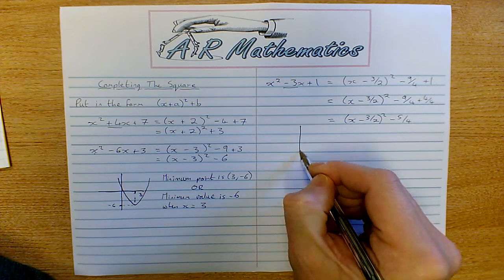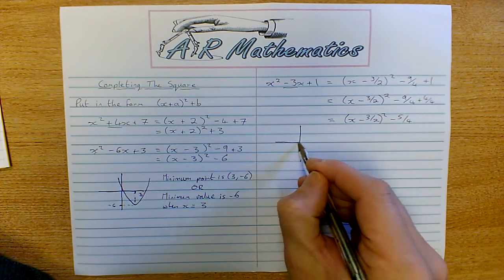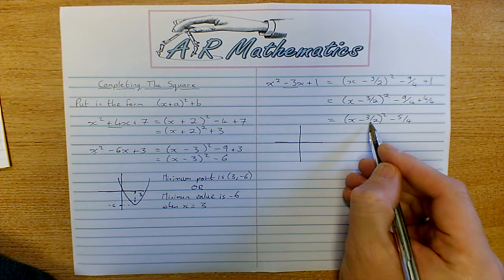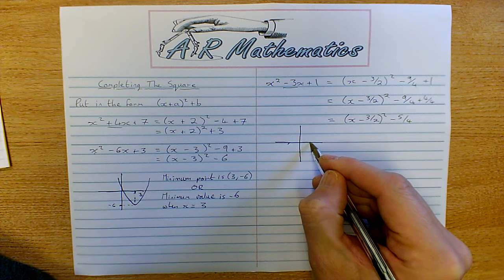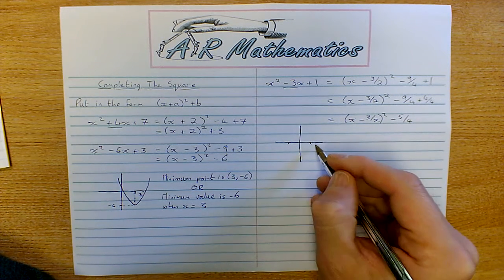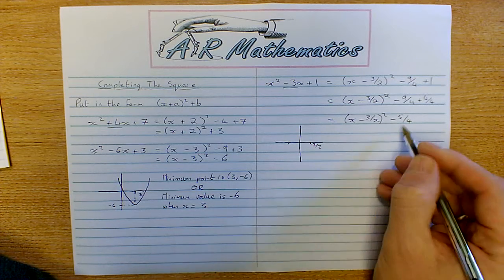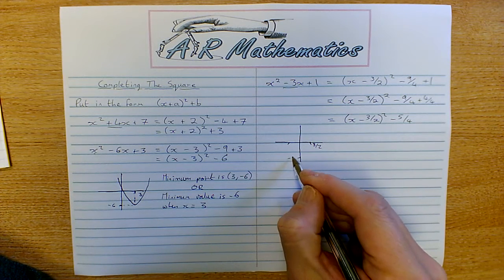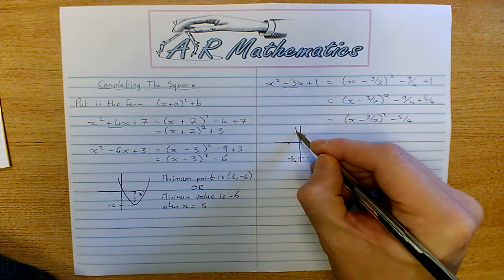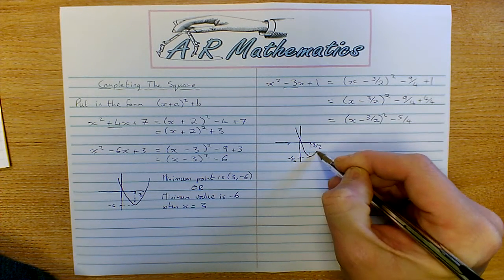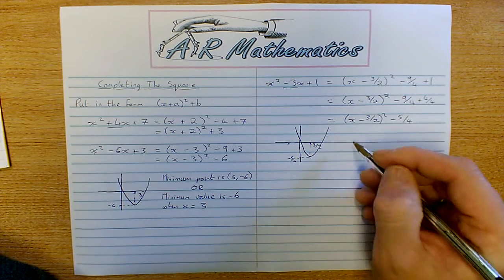And then if I sketch the curve, the minus 3 over 2 sends me 3 over 2 to the left, oh sorry, I should say 3 over 2 to the right. So it sends me to 3 over 2 there. My minus 5 over 4 sends me minus 5 over 4. So my minimum value is here. So it comes down, comes back up.